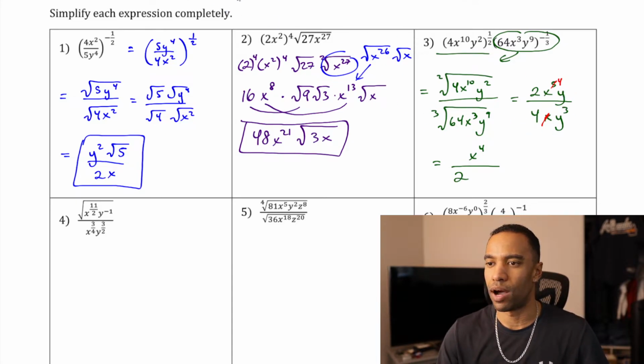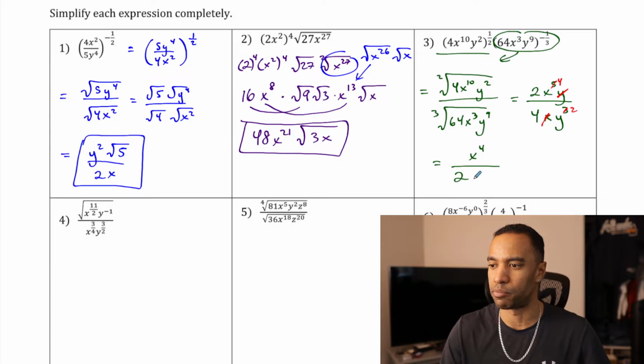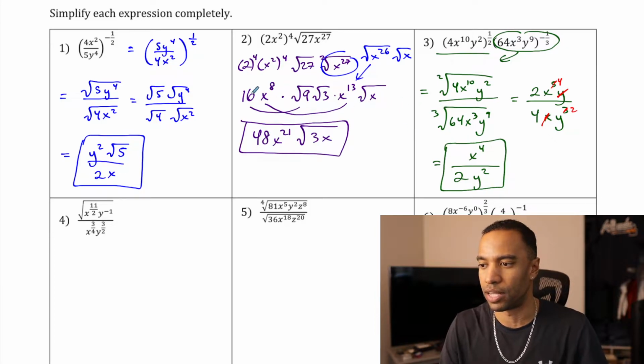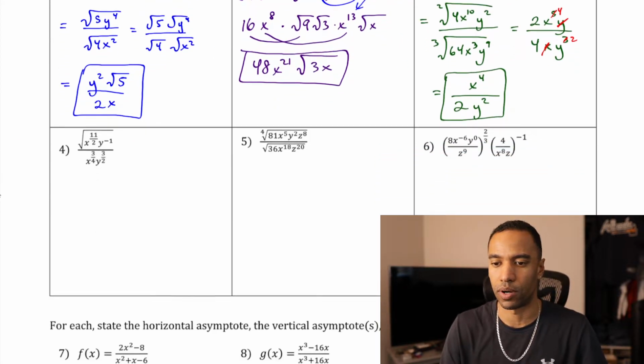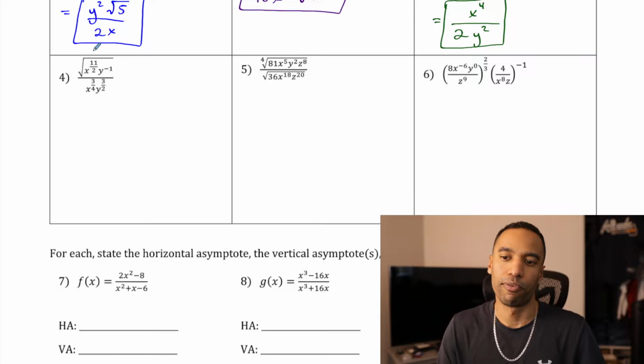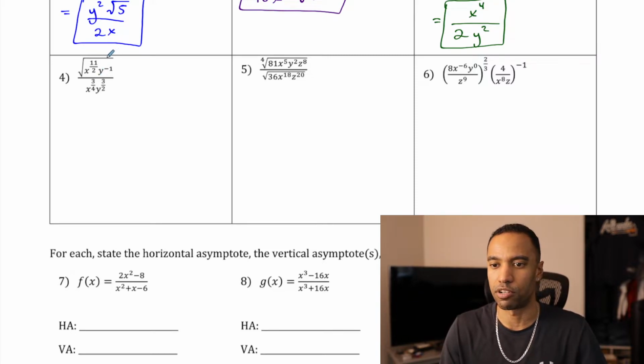And then the y, I can remove the y from the top and the y from the bottom, and I'm left with y squared on the bottom. So as far as simplifying goes, of course, reducing fractions, among other things, that would be your result right there, x to the 4th over 2y squared. All right, number 4, kind of strange dealio with a bunch of fractions here.